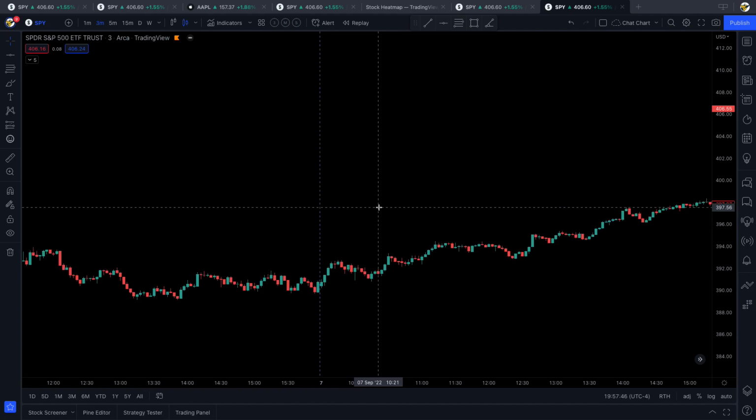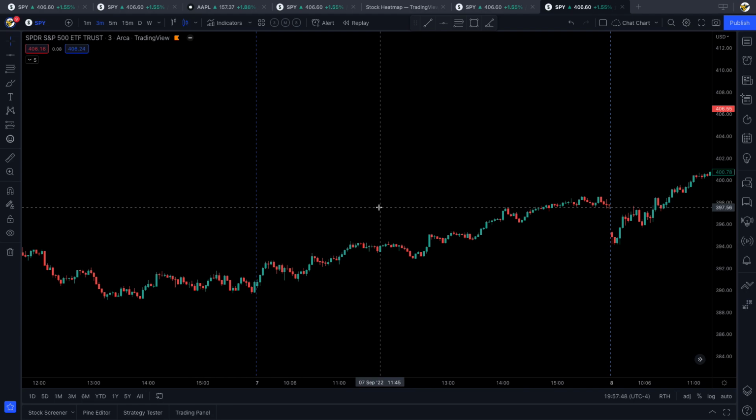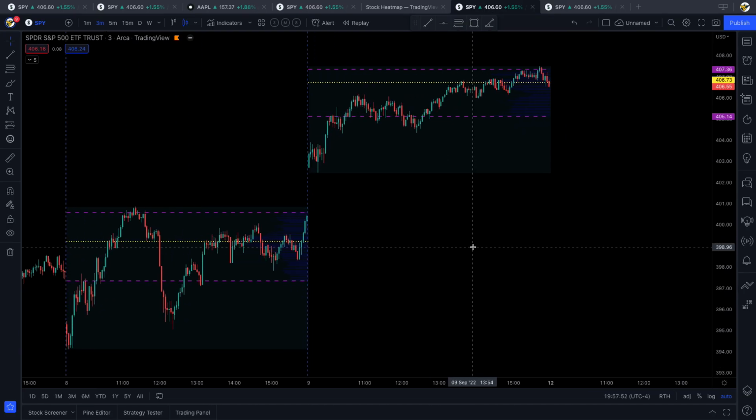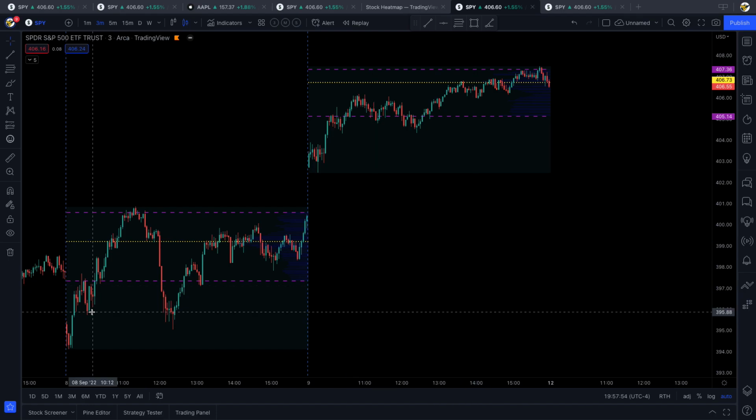So the next one to go into is called OPR. What the OPR stands for is Opening Point of Control Retracement. And I'll explain here what that actually means too.